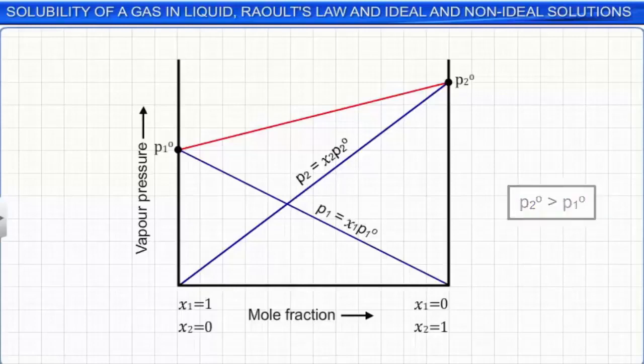This means that the component 2 is more volatile than component 1. Now the total vapor pressure of the binary mixture P total is given by the sum of the partial pressures P1 and P2. As you can see in the diagram, the solid straight line gives the plot of P total versus mole fraction.